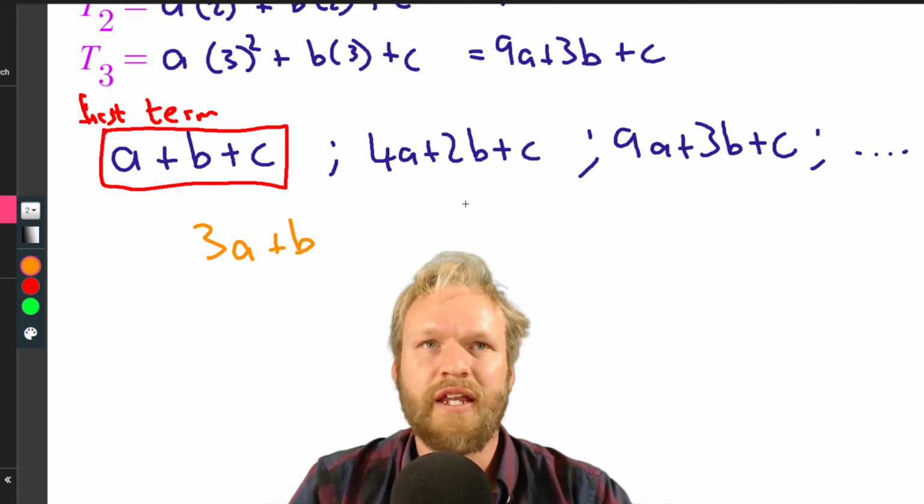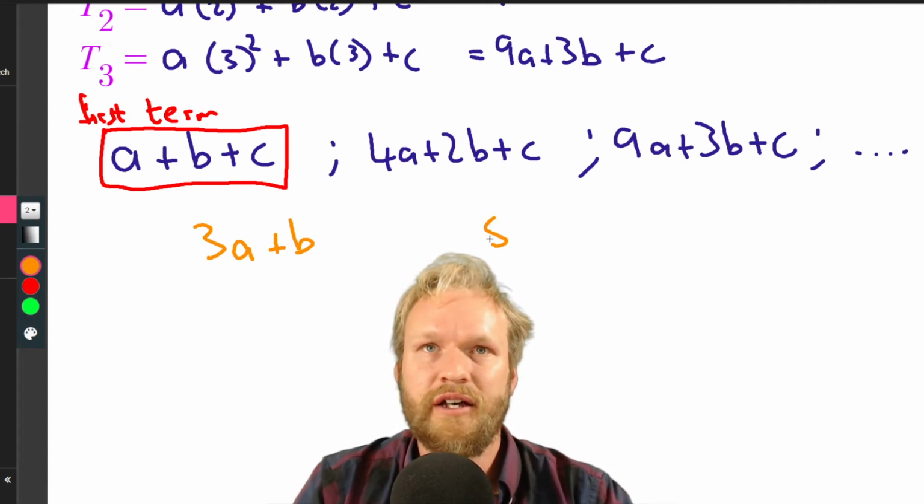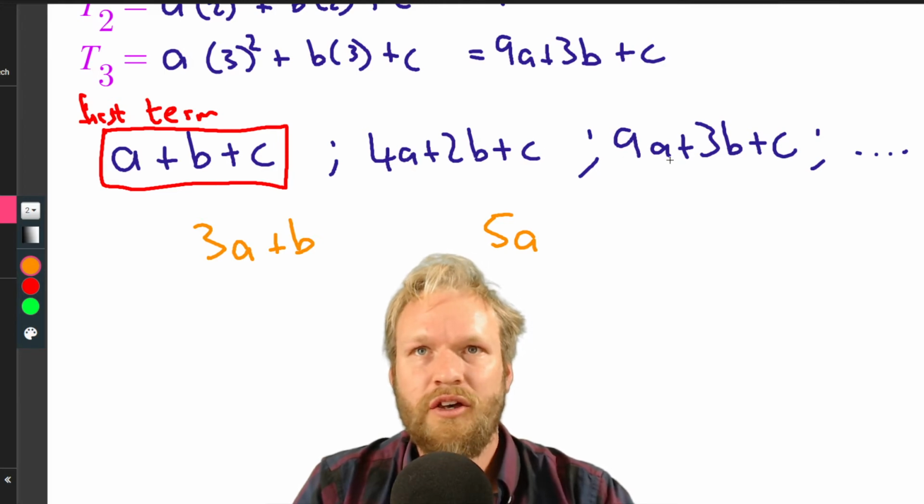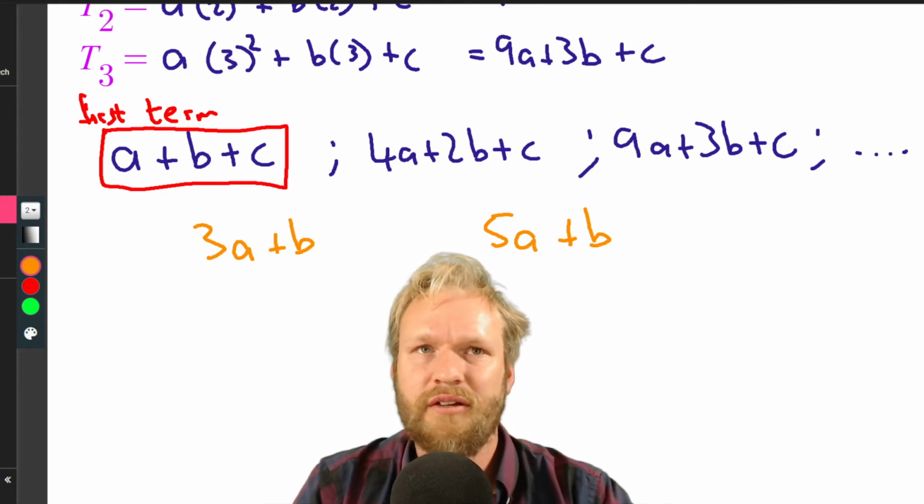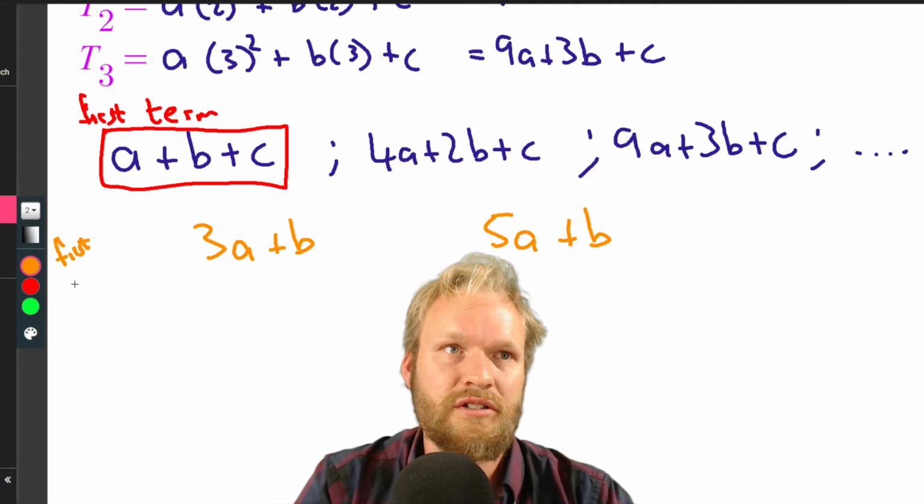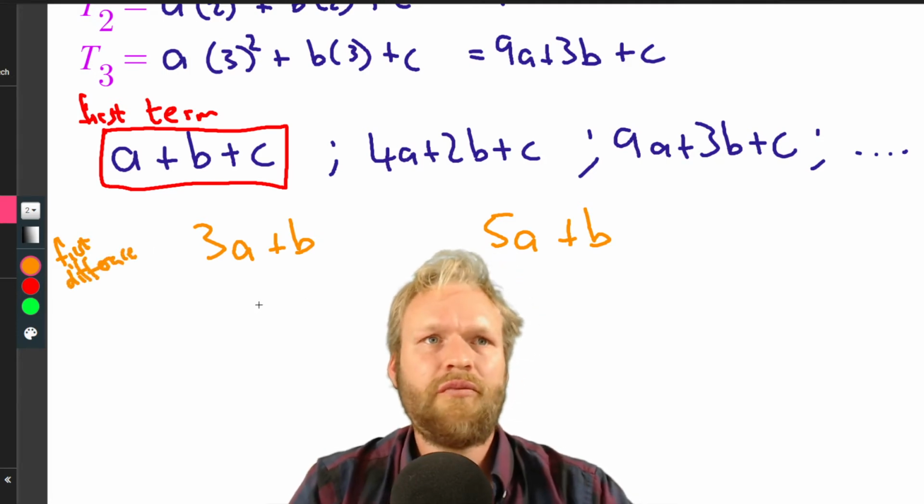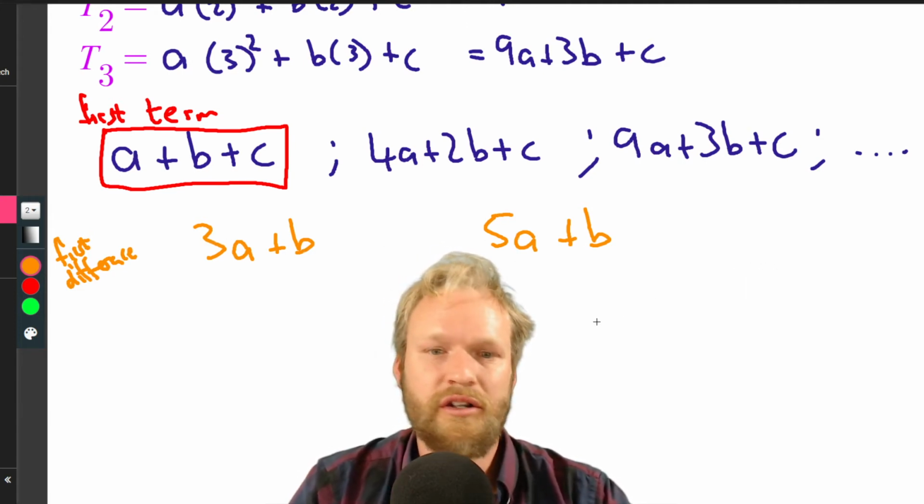And we could do the same thing here. What do we need to add to get from 4a to 9a? Well, we just need to add 5a. What do we need to add to get from 2b to 3b? Well, we need to add a b. What do we need to add to get from c to c? Well, nothing. So here our first difference is 3a plus b and then 5a plus b, and so it would go on.